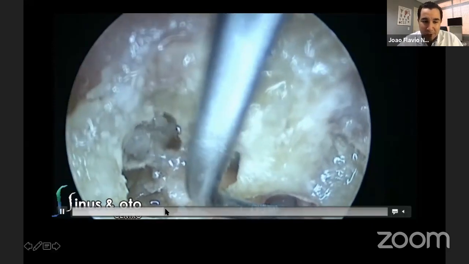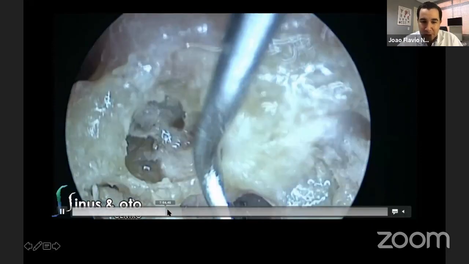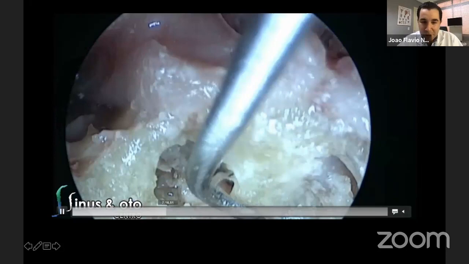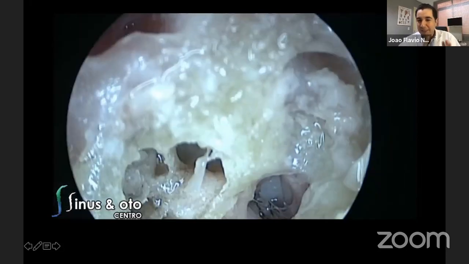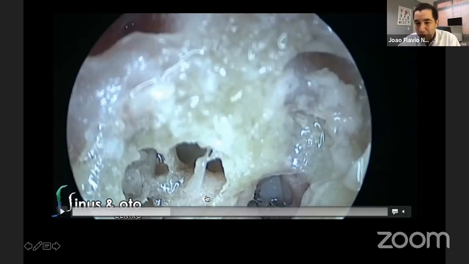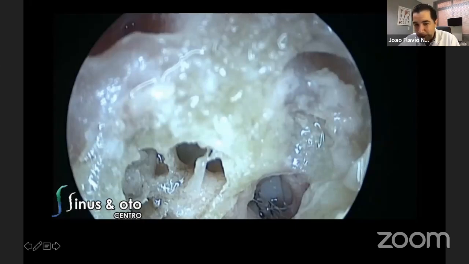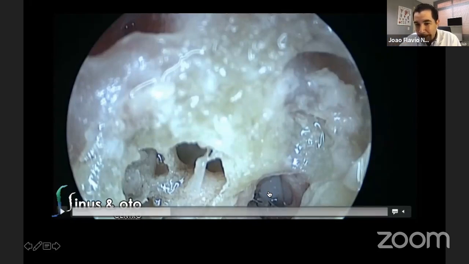and look at this image. This image is very nice. I'll just focus here a little bit, pause here. Look at this image. This image is very nice because we can see here the modiolus. We can see here the cochlear nerve going inside the modiolus. Cochlear nerve is anterior inferior. We can see here the anterior superior part of the internal auditory canal.